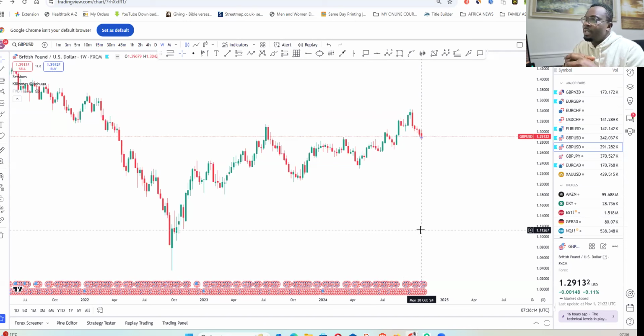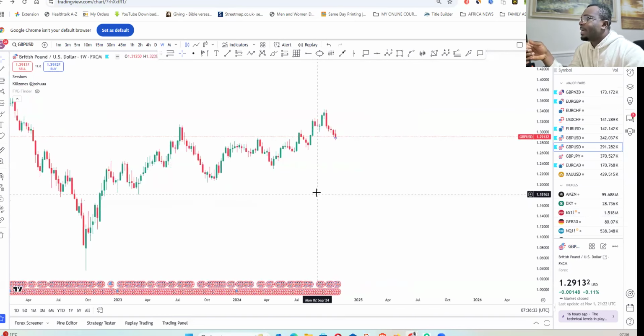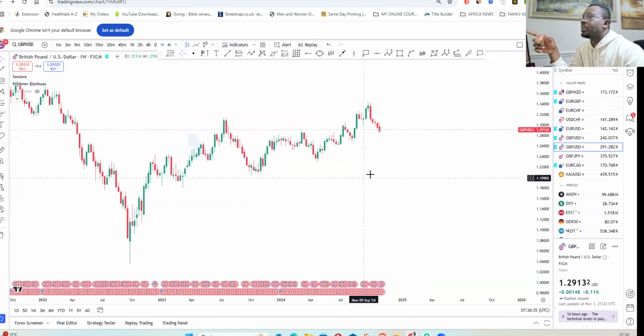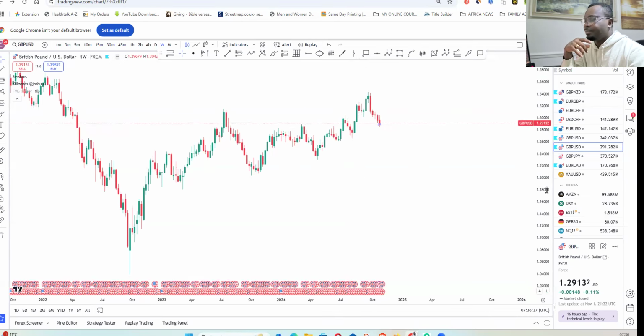And we are going to be looking at the charts. Based on what I see on the chart now, we're going to analyze GBP/USD, EUR/USD, and also we're going to be talking about gold. So let's take a look at the chart. Now, what we have here is GBP/USD on the weekly time frame.